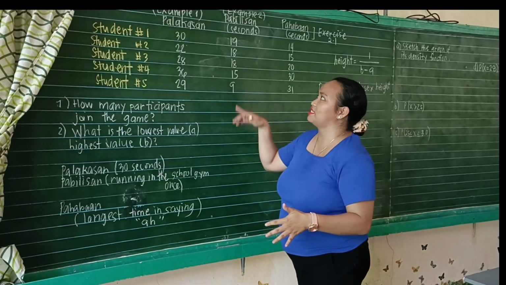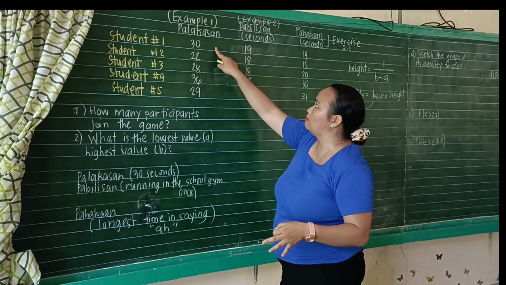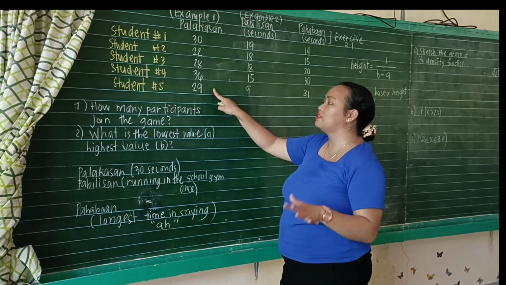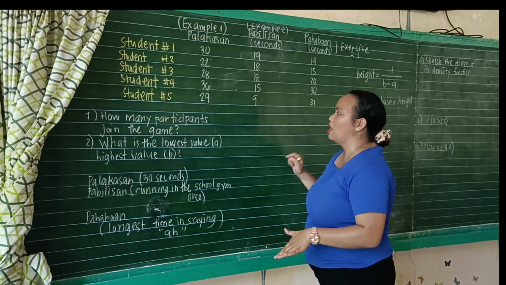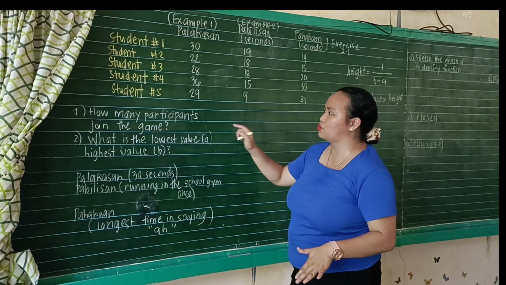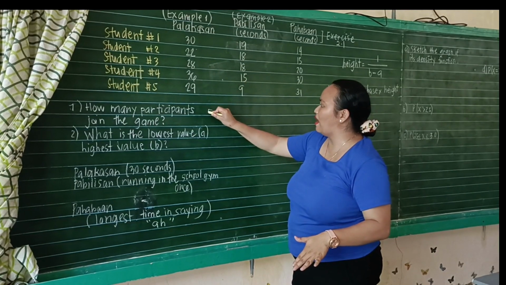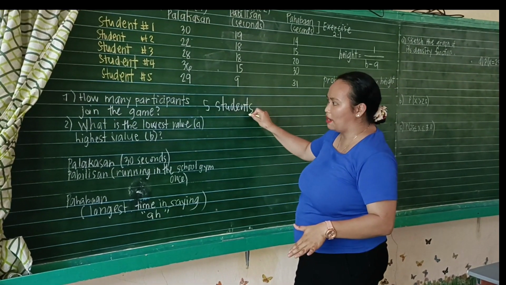For example, let's start with palakasan. So student 1 got 30 jumping jacks. Student 2, 22, 28, 36, and 29 in student number 5. So the question number 1, how many participants joined the game? So in example 1, there are 5 students or 5 participants.